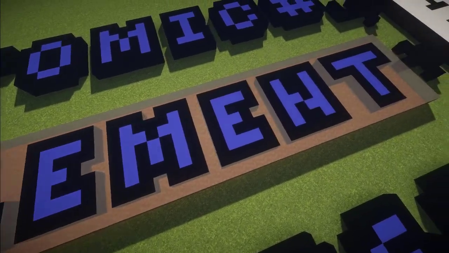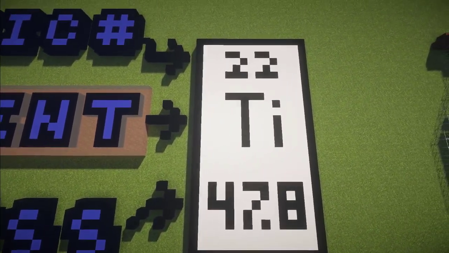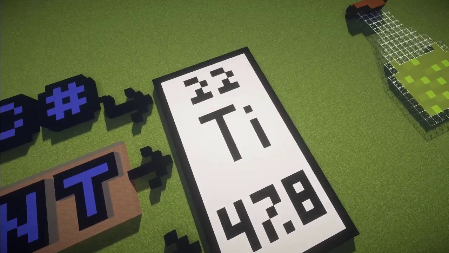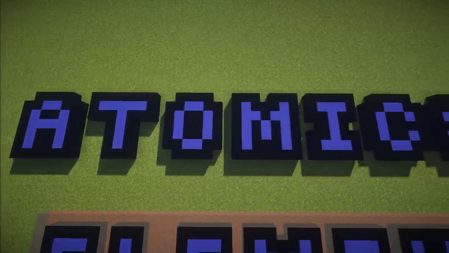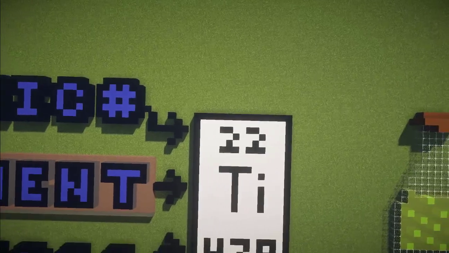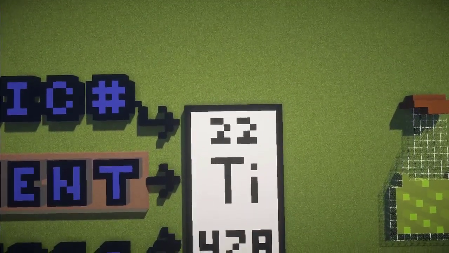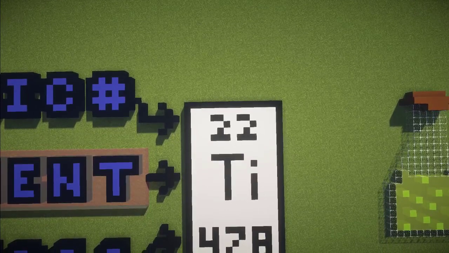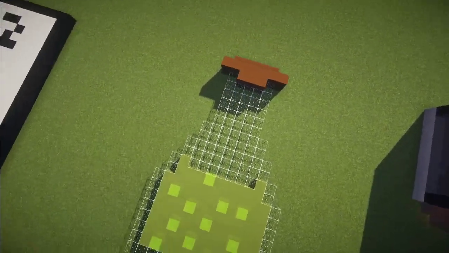Next, we have the element itself. This, very simply, is just the element. Here we have titanium. Last on the list is your atomic number. This is simply the number that determines where the element is in the periodic table. Just as something nice, I have this little picture of a beaker.